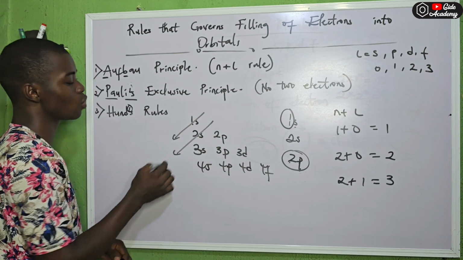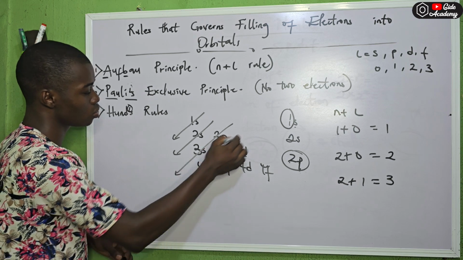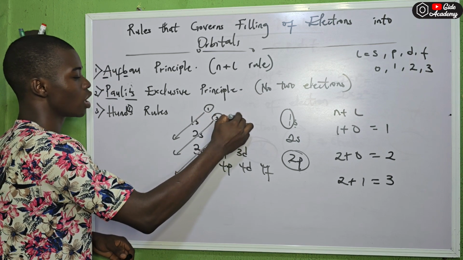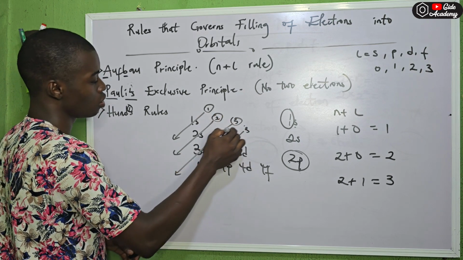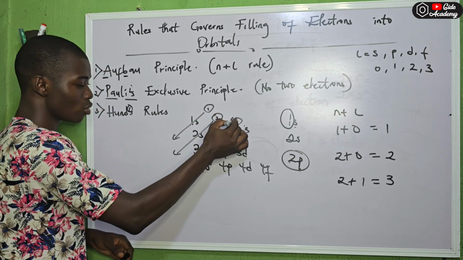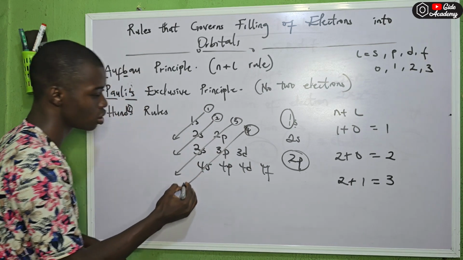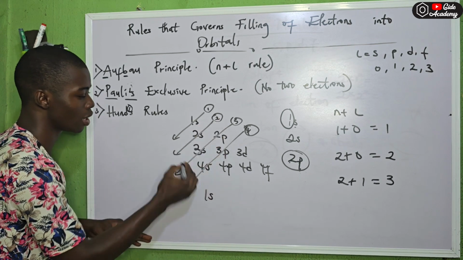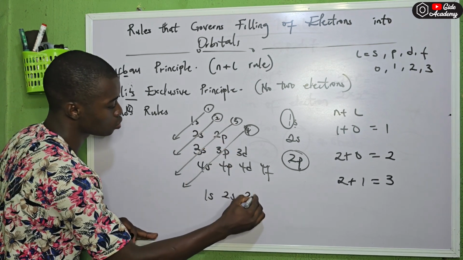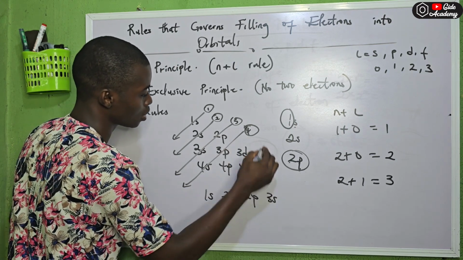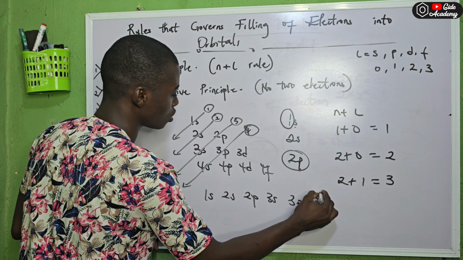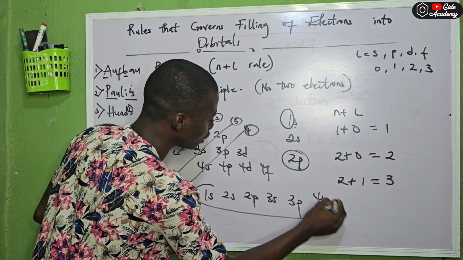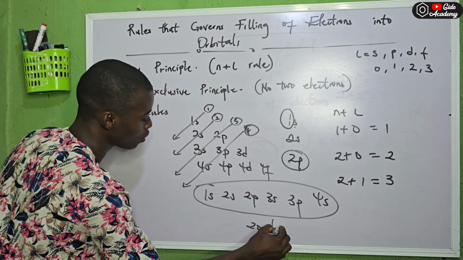So we arrange them like this. There's one formula I use: 1 1 2 2. So the first arrow must go across 1, the second arrow must go across 2, the next arrow must go across 1, the third arrow must go across 2, the fourth arrow must also go across 2. So at the end of the day, if you follow this arrow, you are going to have 1s followed by 2s followed by 2p followed by 3s followed by 3p followed by what? 4s. So this is the electronic configuration for the first 20 elements.